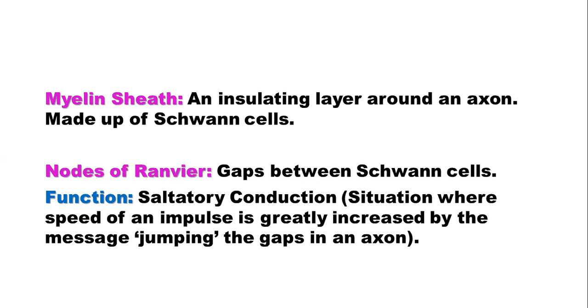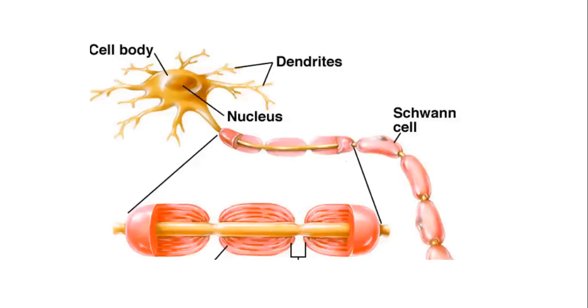Myelin sheath is an insulating layer around an axon made up of Schwann cells or oligodendrocytes. Myelin sheath is formed by the Schwann cells in the PNS and in the CNS oligodendrocytes. Nodes of Ranvier are gaps between the Schwann cells. Why these are gaps? What is their function? They provide saltatory conduction. That is a situation where speed of an impulse is greatly increased by the message jumping the gaps in the axon.